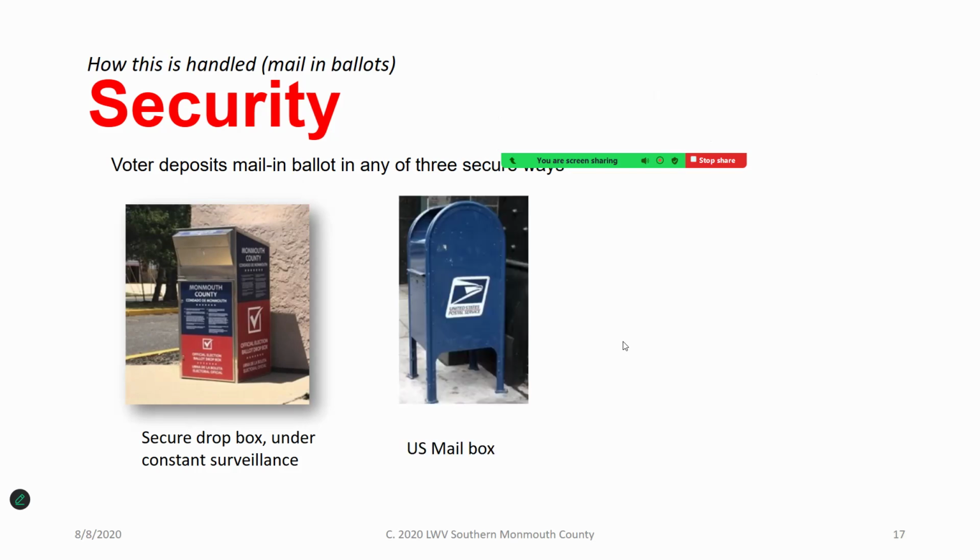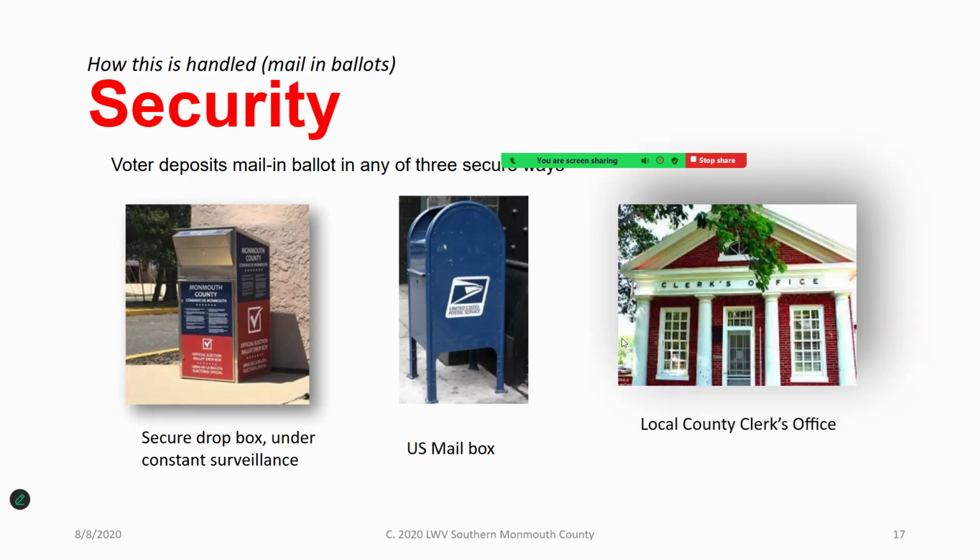U.S. mail: the ballot can be dropped into any U.S. mailbox, or be given to the postmaster in the U.S. Post Office, or delivered in person to the local county clerk's office by you or by someone called a bearer. That has to be someone who's older than 18, whom you've designated to be the carrier of your ballot.